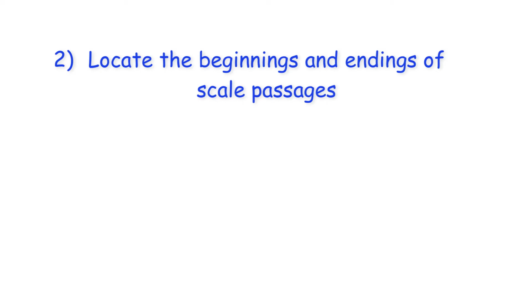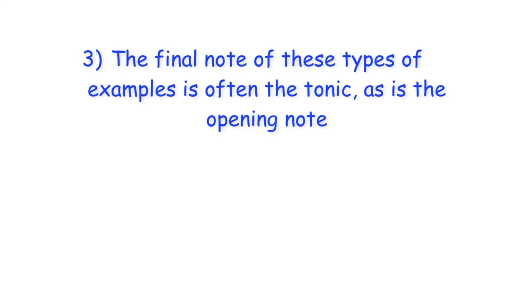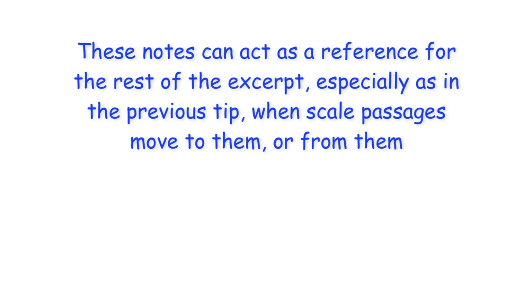Following on from the last tip, locate the beginnings and endings of scale passages. Often there is an ascent or descent from the initial note of an excerpt and an ascent or descent to the final note. The final note of these types of examples is often the tonic, as is the opening note. These notes can act as a reference for the rest of the excerpt, especially as in the previous tip when scale passages move to them or from them.